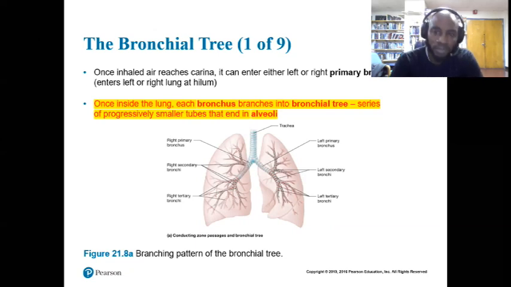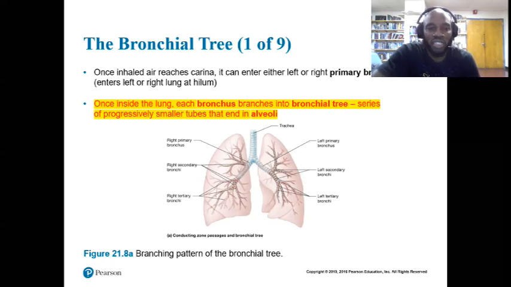All right, let's continue. So now we've gotten the air all the way into the body. We've gotten to the carina. Now it's going to the left or to the right, which is the primary bronchus. And you'll see the terms bronchus, bronchi, bronchiole. You've probably heard of bronchitis. We'll talk about that as well.